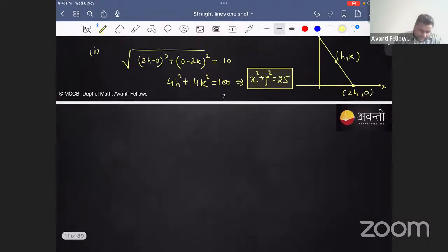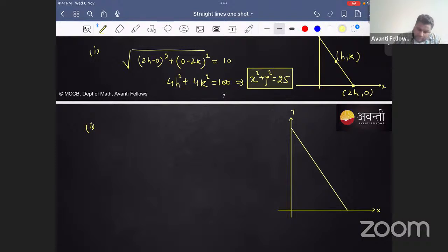Now, second is the centroid. This is x, this is y. Now this is the rod. Now they're asking for the locus of the centroid of this triangle. So let us assume this is the centroid G, which is (h, k). Here both coordinates are 0, 0. Here y is 0, x is yet to be found; x is 0, y is yet to be found.